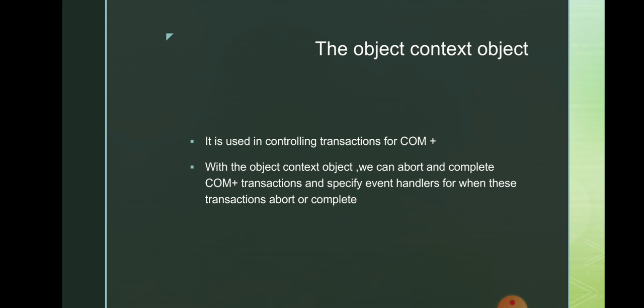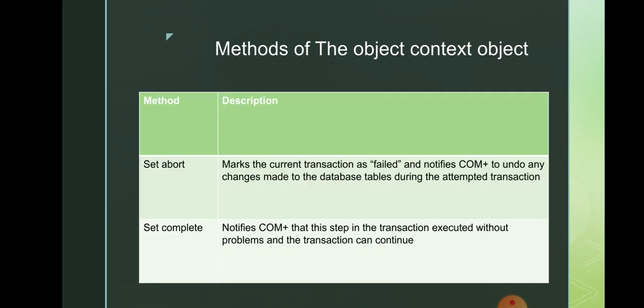We can also abort and complete the transactions, and also specify the event handlers for when the transactions abort or complete. Abort means we manually stop the transaction. Complete means it will successfully finish the transaction. Okay. Abort means just like murder. Complete means just like a natural death. Okay. Got it? Next, we move on to the methods of the object context object. Here there are only two methods. That means set abort. Another one is set complete.